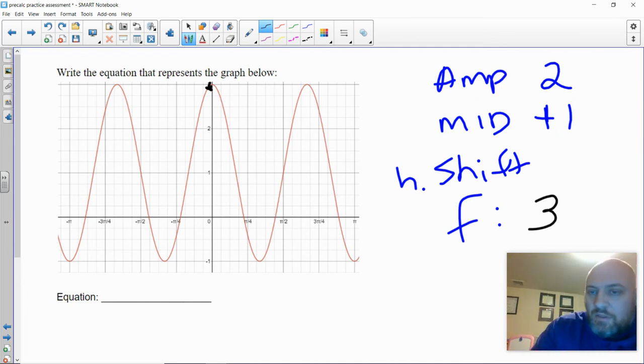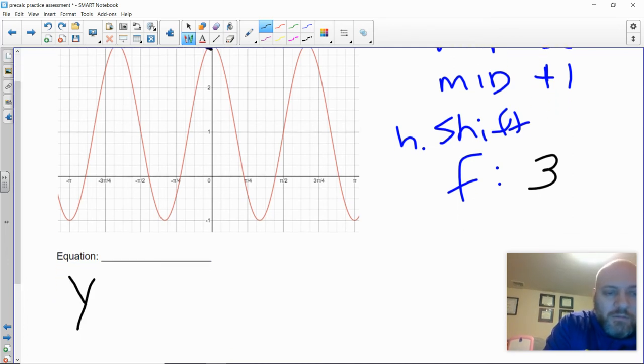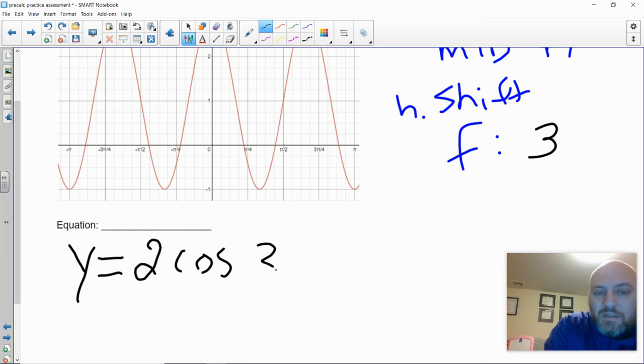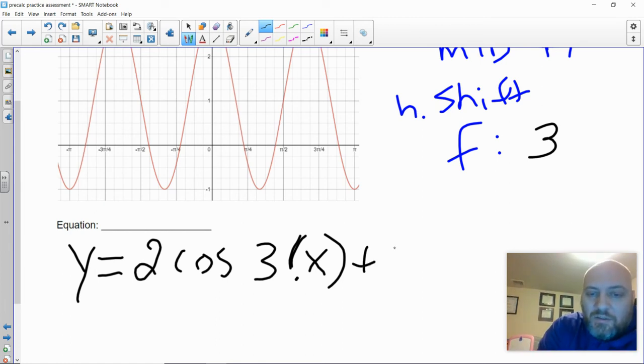So let's start with the cosine equation. We said our amplitude was 2. My frequency is 3. I have no horizontal shift, so there's nothing else in parentheses. My midline is at 1, so I have plus 1. So that is the equation for the cosine curve.